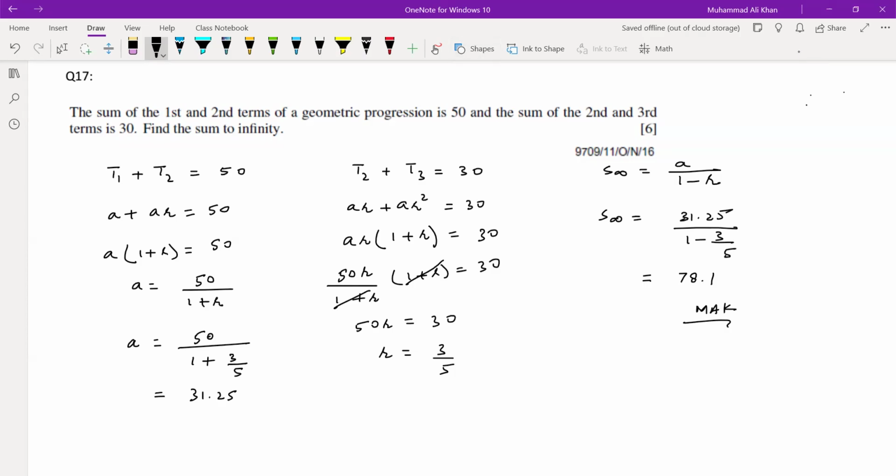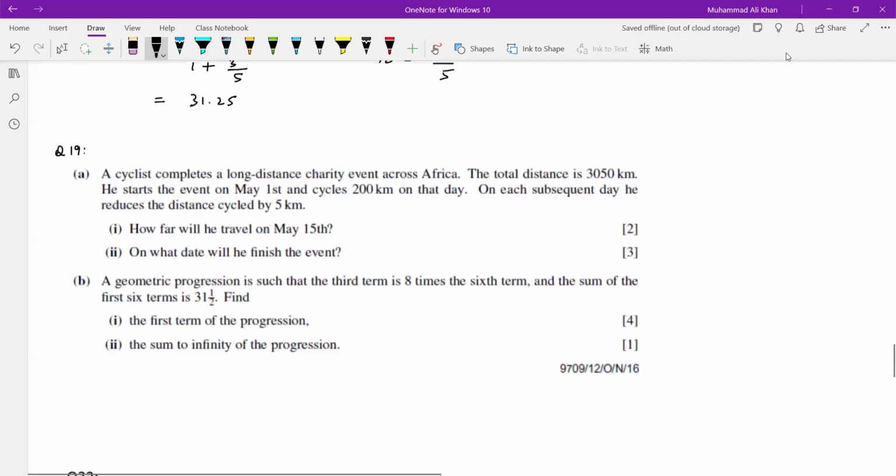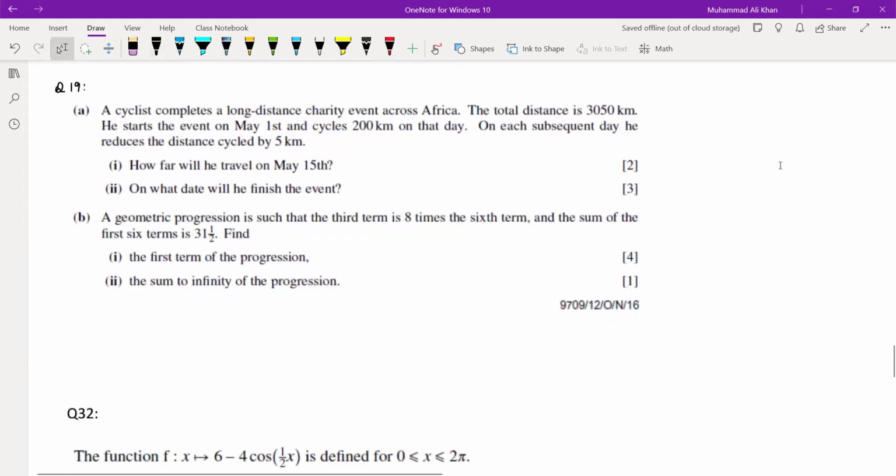A question of 6 marks. Okay, students, now question number 19 from your past paper file. Question number 19. It is from October/November 16, paper 1-2.